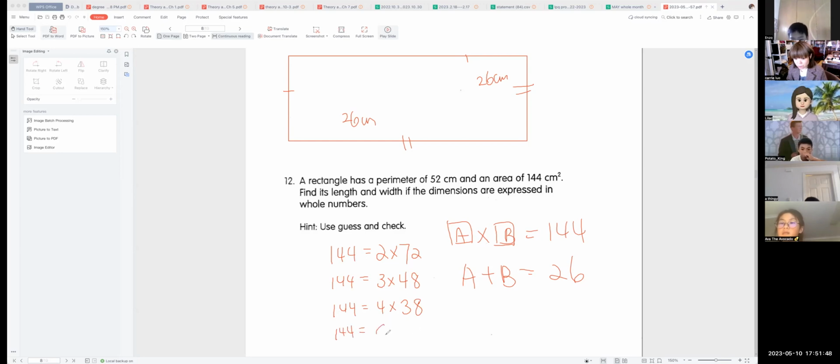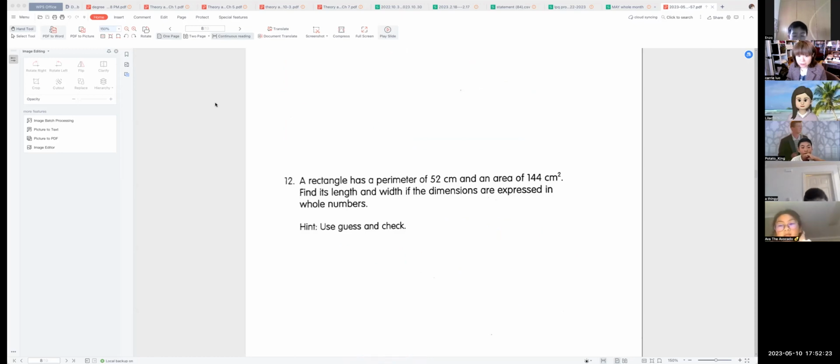So 6 times 24, sorry. 6 plus 24 equals 30. Still not right. 144 equals 8 times 18. Everybody, if you take a look at this one, 8 plus 18 also equals 26. So that's why this is 18. This is 8. Get it, boys and girls? Okay, so that's it. So how do we get it? We keep trying. We keep trying until we get the answer.